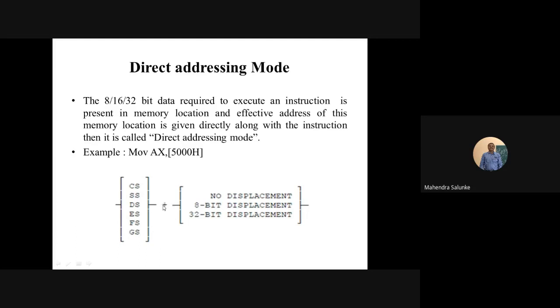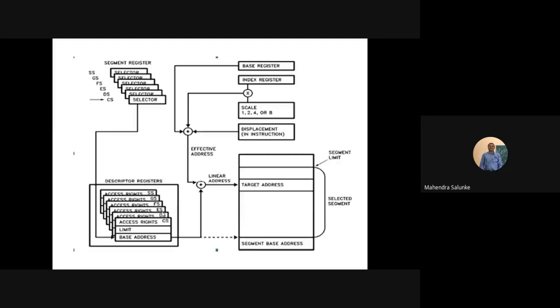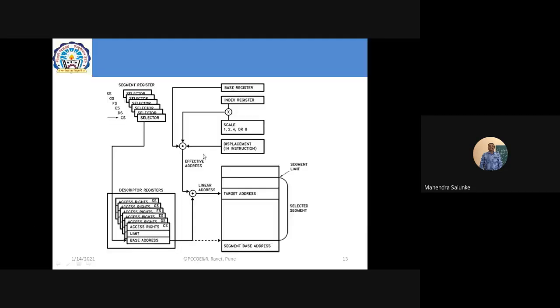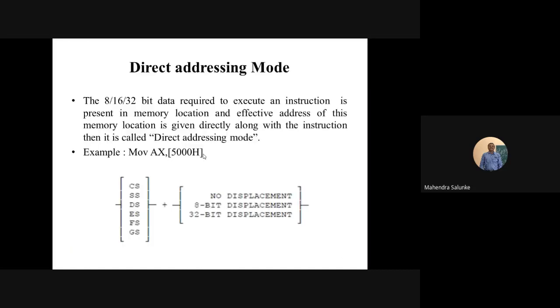Now the next part is very important. What exactly are we adding? In the earlier diagram, I told you that to generate this linear address, what we add is the effective address, and the addressing mode decides that. So here we are directly writing the address in the instruction itself. That's why we call it the direct addressing mode.